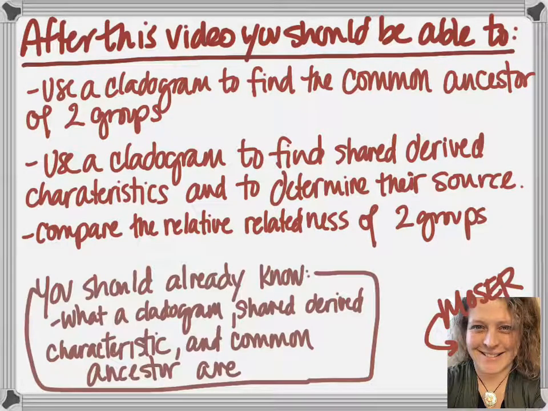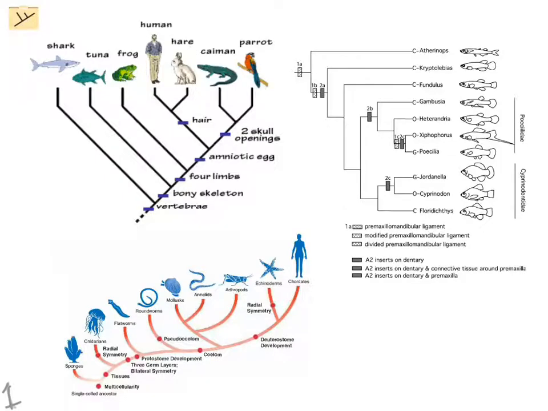And it'd be really helpful if you already knew what a cladogram was and knew what a shared derived characteristic and a common ancestor are. That would be good. So, now that you know what a cladogram is, and you're familiar with some of the basic terms that are connected to structural evidence of evolution, let's work on using a cladogram to compare the evolutionary history of a few groups of vertebrates.